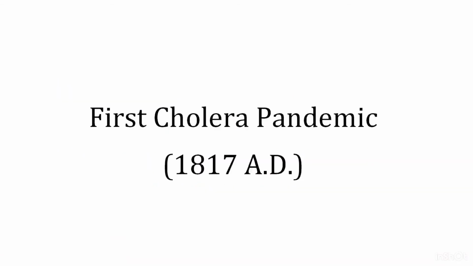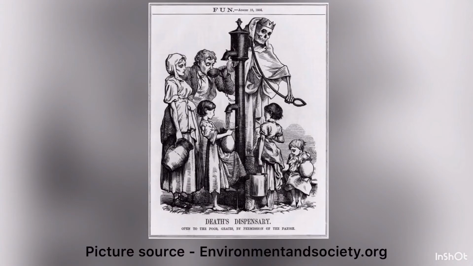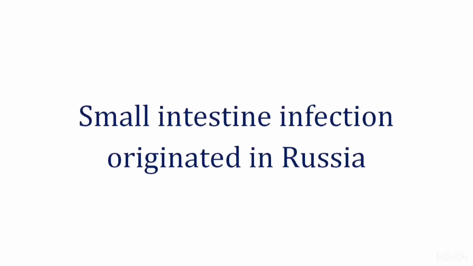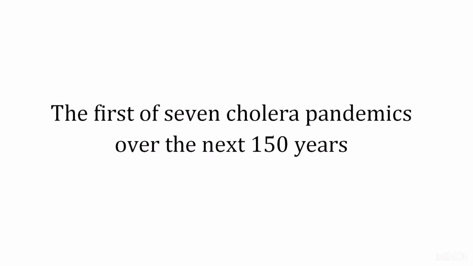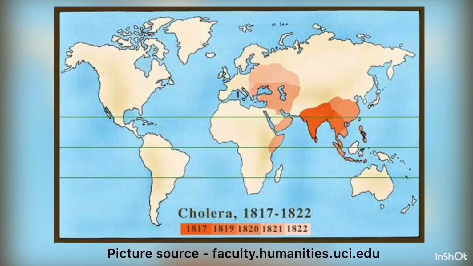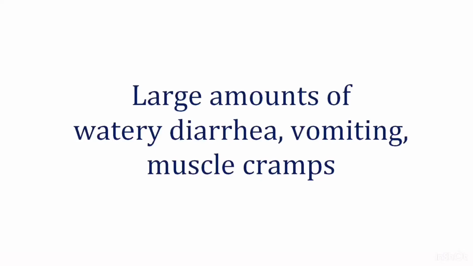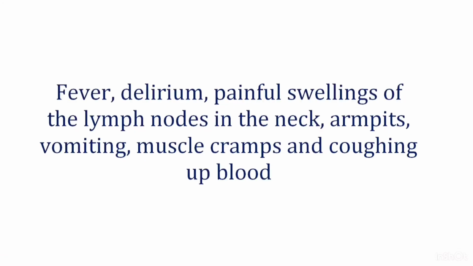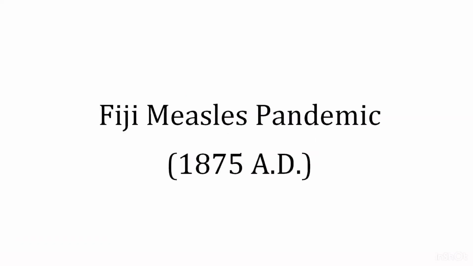The next one is the first cholera pandemic. This wave of small intestine infection originated in Russia, the first of 7 cholera pandemics over the next 150 years, in which 1 million people died. The bacterium was passed along to British soldiers who brought it to India, where millions more died. The symptoms include large amounts of watery diarrhea, vomiting, muscle cramps, fever, delirium, and painful swelling of the lymph nodes in the neck, spreading through feces, infected water and food.